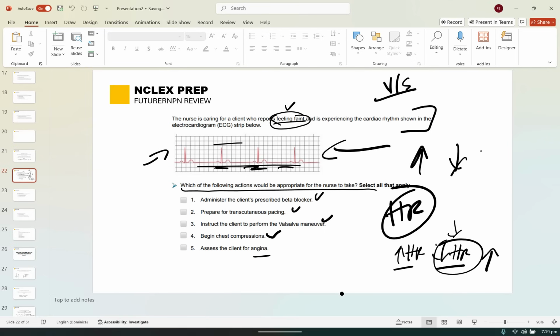So I've spotted that this problem has to do with low heart rate, and I'm trying to look for answers. And this one will not fix it, because this is going to decrease the heart rate further. This is going to decrease the heart rate further. This is going to increase the heart rate. This, we cannot use because it's not applicable, right?